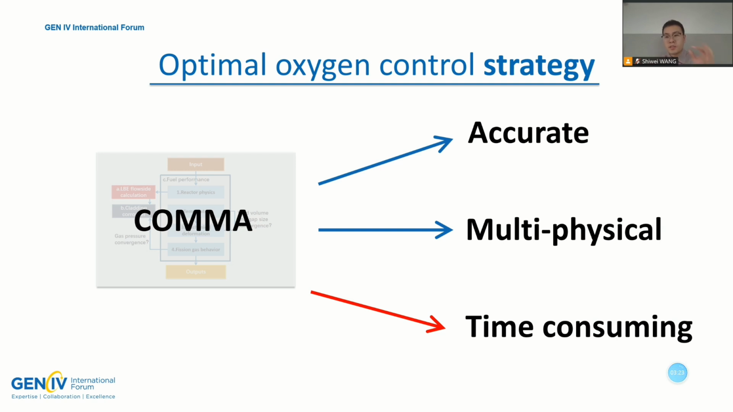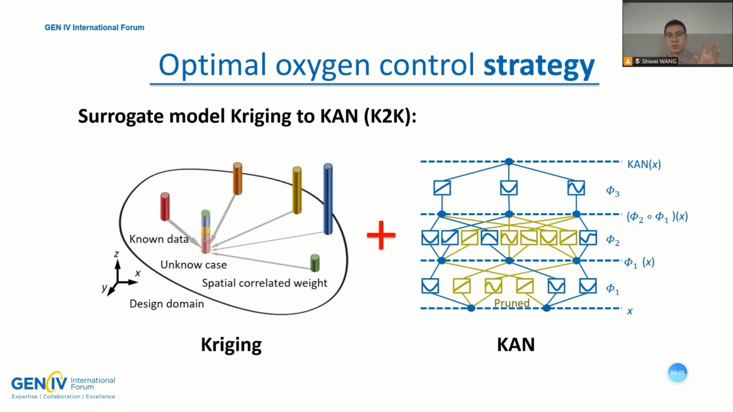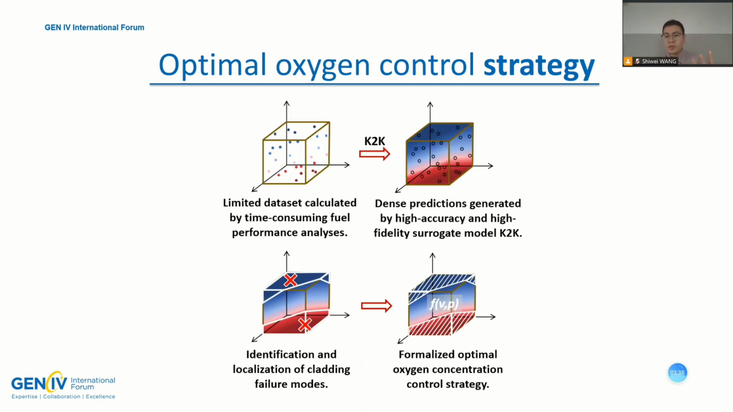We tried using the model to establish a strategy, but it's very time-consuming. So we try to establish a surrogate model to stand for it. By using Kriging and K-in, we establish a high fidelity and high accuracy model, K2K. In K2K training, we use the data points generated by the model and train the K2K to generate more dense predictions. Using dense predictions, we can identify and localize all the kinds of cladding failure modes, and thus find the optimal oxygen concentration for different operating conditions, and finally formulate the strategy.